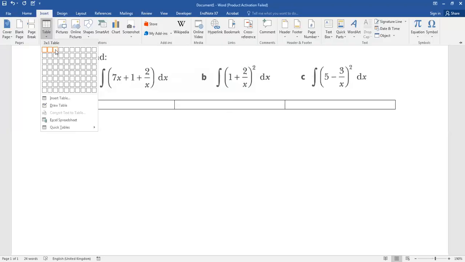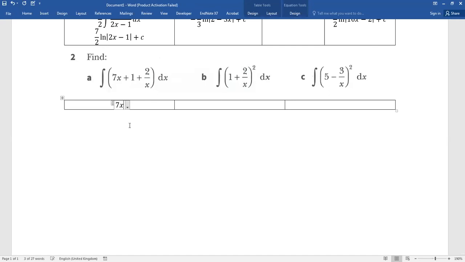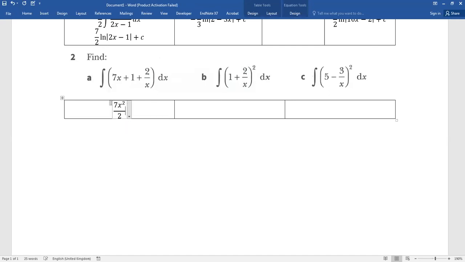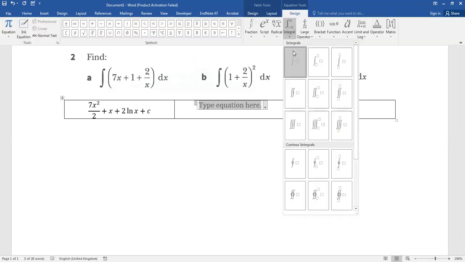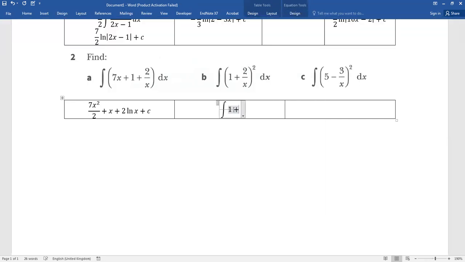First one was easy. The integral of this will be 7x squared plus 2 plus x plus 2 ln x plus c. Is that right? Yes, sir. For the second one, you first decided to expand it. 1 plus 4 over x plus 4 upon x squared. Is that right?